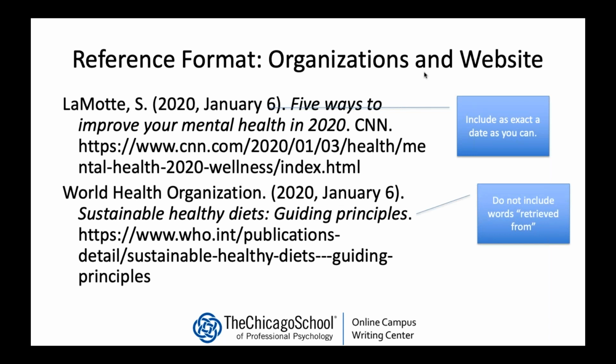You don't need the retrieved from label though. So APA has removed that from all citations. You don't have to say retrieved from before any of the URLs anymore. You just put the URL in like so. And don't put a period after the URL because it can change how accessible it is to the reader. So just the URL by itself, no period final.